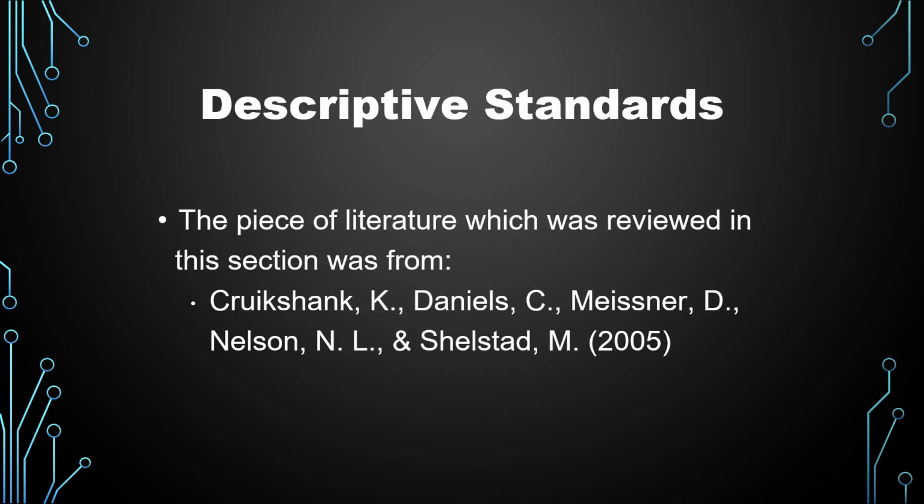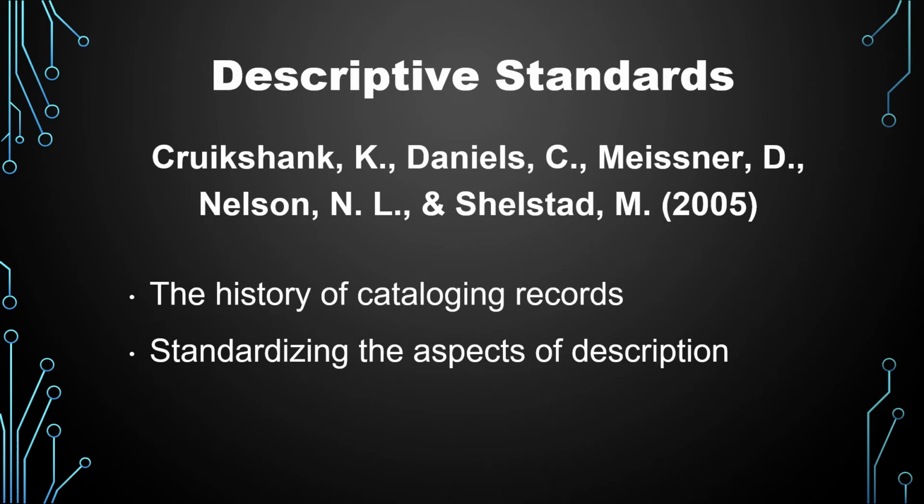In the descriptive standards portion of the literature review, we will focus on the article How Do We Show You What We've Got? Access to Archival Collections in the Digital Age by Kate Cruikshank, Caroline Daniels, Dennis Meissner, Naomi Nelson, and Mark Shellstad. Archival catalog records and online finding aids developed on a lack of customization of library bibliographic records which were being used. Archive collections are more unique than library books and thus need a record that describes all a collection contains.